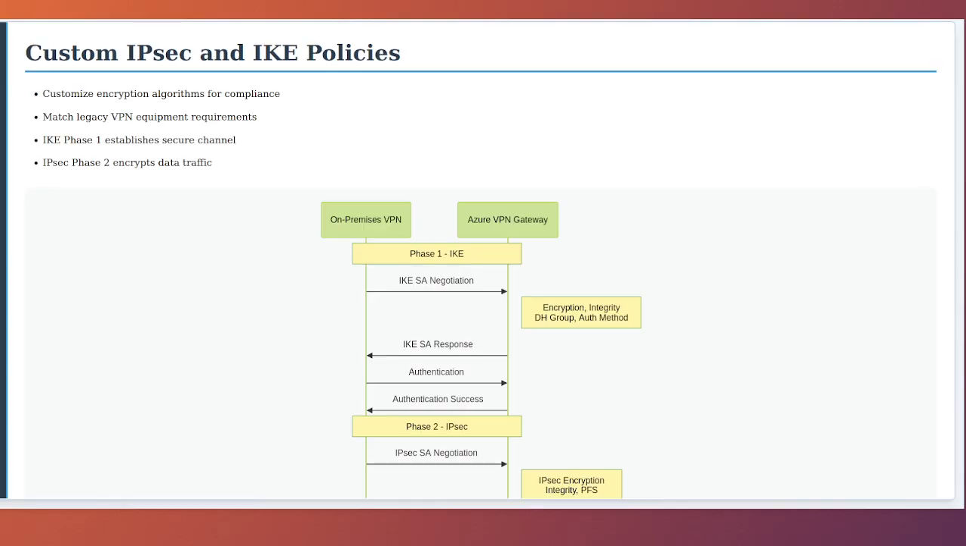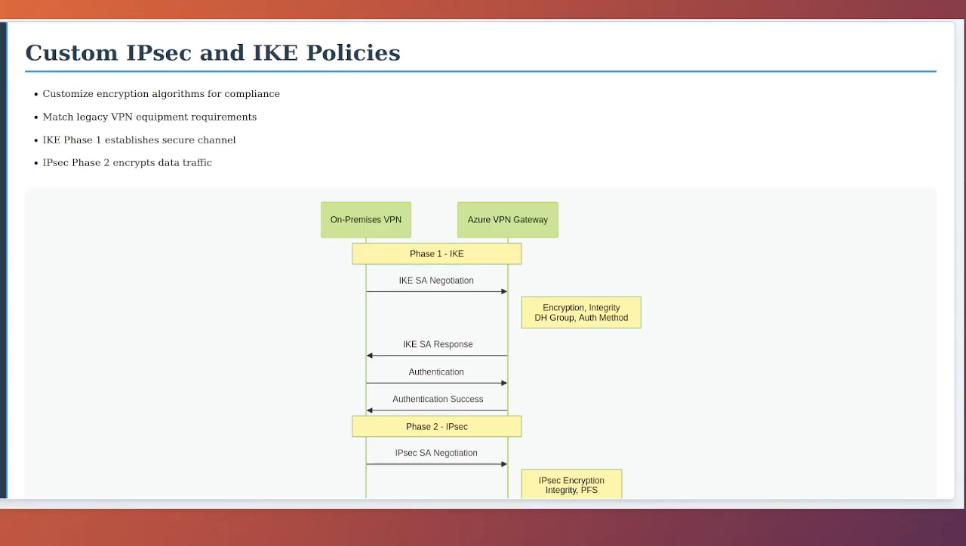IPsec, or Internet Protocol Security, provides the encryption and authentication framework for VPN tunnels. IKE, or Internet Key Exchange, is the protocol used to establish security associations and negotiate encryption parameters. IKE operates in two phases. IKE Phase 1 establishes a secure channel between the VPN peers and authenticates them using the pre-shared key. IKE Phase 2 negotiates the IPsec security associations that encrypt actual data traffic. Each phase uses separate algorithms for encryption, integrity checking, and key exchange.